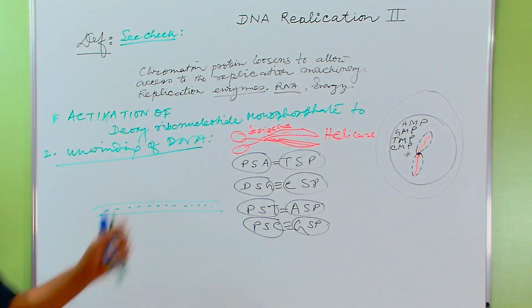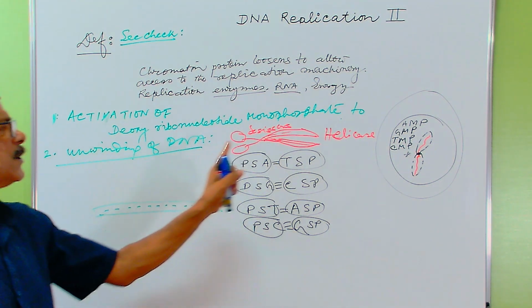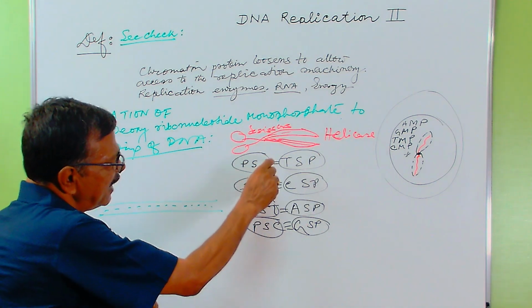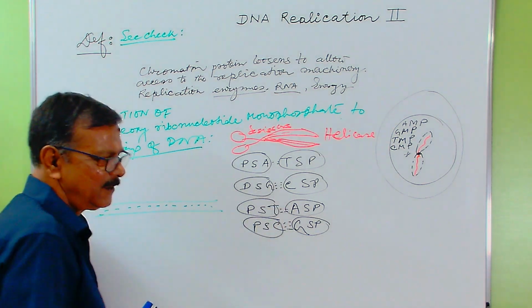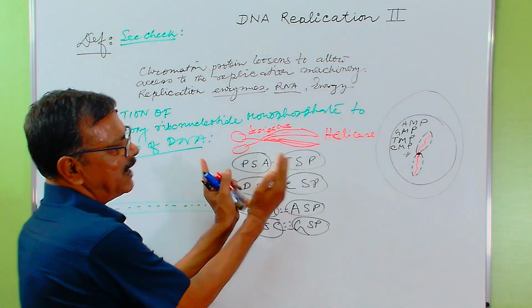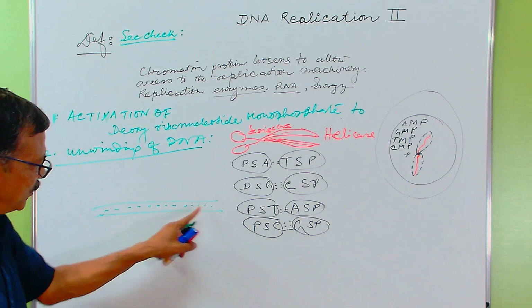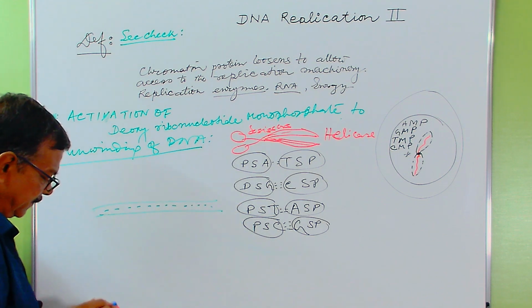So the replication machinery contains replication enzymes. The enzyme is known as helicase, the scissors. So the scissors will come here and cut, cut, cut. They will be cutting this, and as a result, it will unzip. This will tear open. It is tearing open.